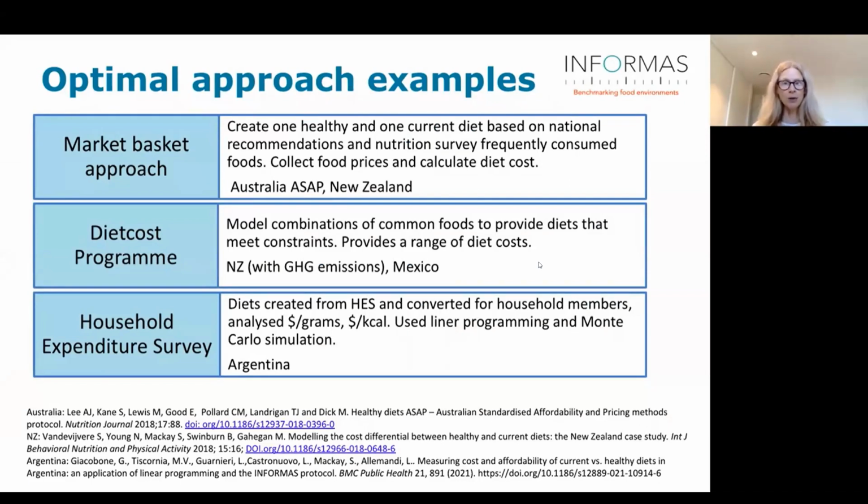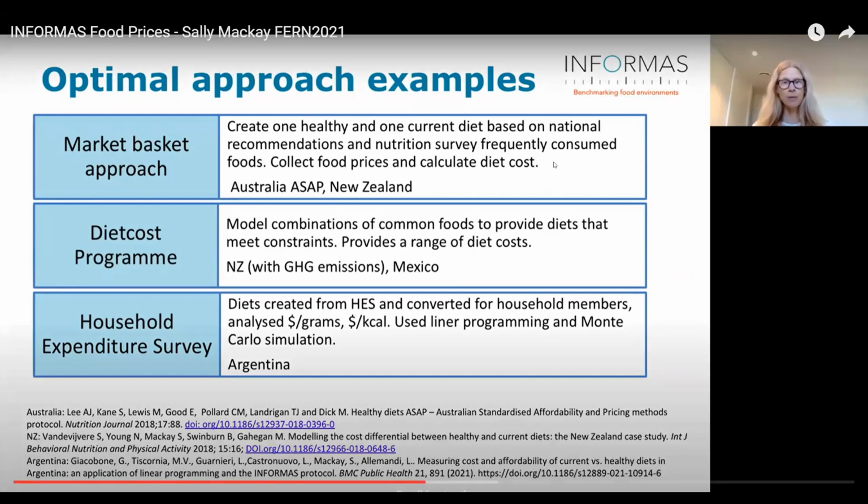Creation of one healthy and one current diet based on national recommendations and information from a nutrition survey about the frequently consumed foods. In some countries, there are no recent nutrition surveys, so this does make it challenging, and there you would need to cross-check with other methods like the food price index or sales data as to what those frequently consumed foods are. Food prices are collected and the cost of each diet is calculated.